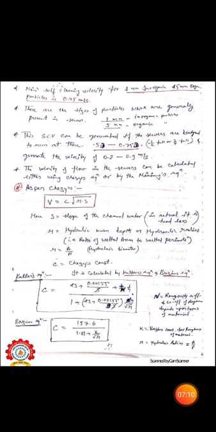Okay, the velocity of flow in the sewer can be calculated using either the Chezy equation or Manning's equation. The Chezy formula is V equals C root RS. Here C is the Chezy constant, which is calculated by Kutter's formula. R is the hydraulic mean depth, also called hydraulic radius, that is the wetted area divided by wetted perimeter, and S is the slope of the channel. So this is the first formula for calculating the velocity.